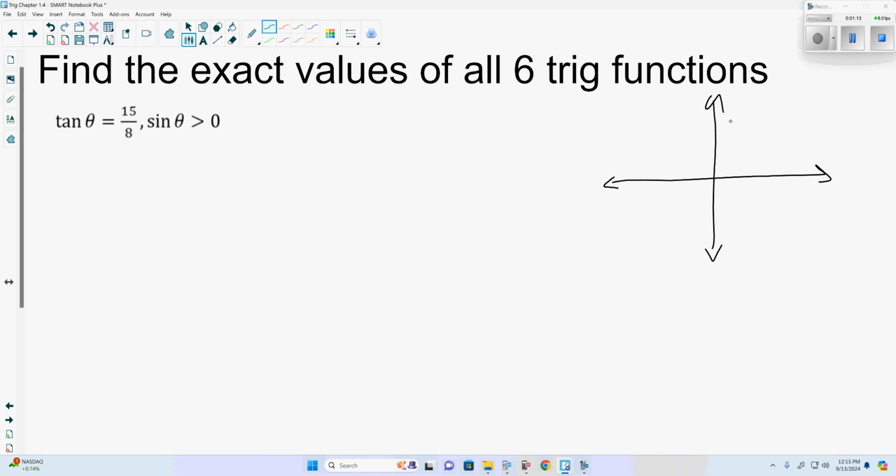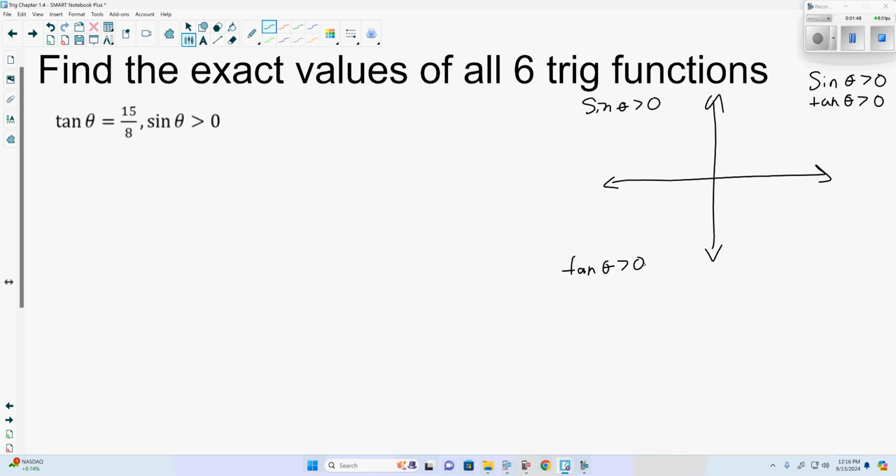So if we look at the unit circle, sine of theta is greater than 0 in the first quadrant and the second quadrant. So the 2 places where sine can be positive are the first and second quadrant. Now tangent is also positive. Tangent is positive in the first quadrant, and it's positive in the third.